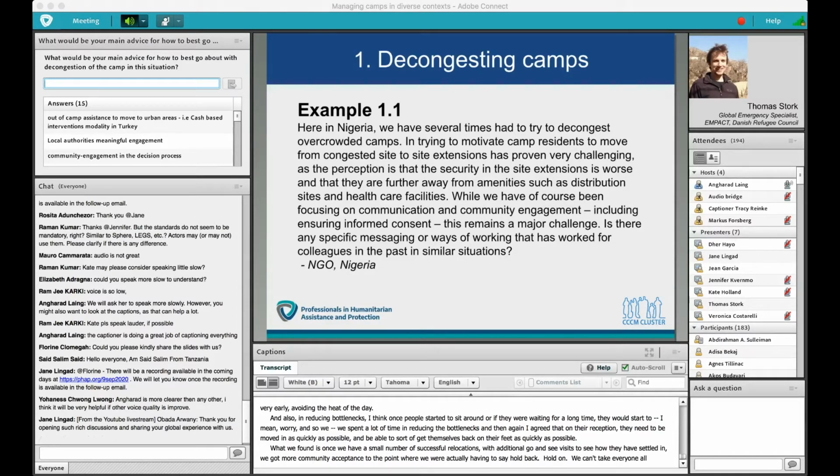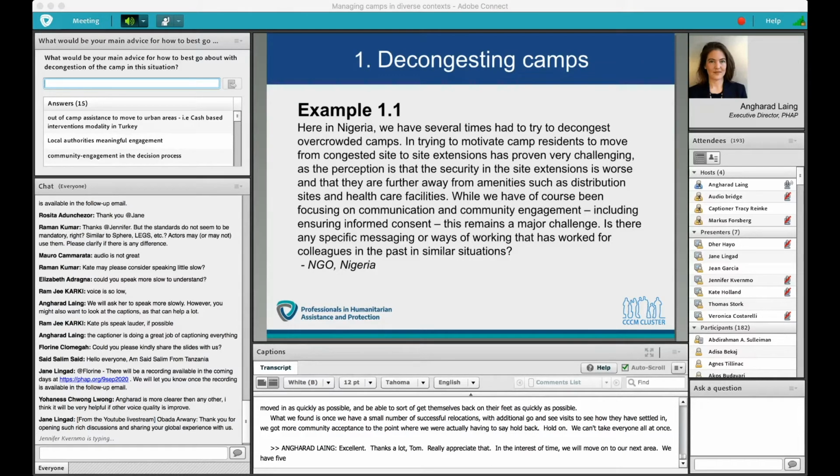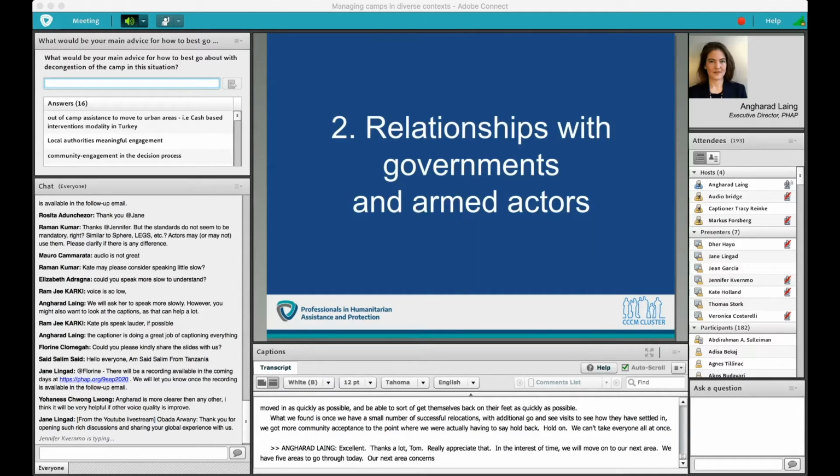Excellent. Thanks a lot, Tom. Really appreciate that. So in the interest of time, we're going to move on to our next area. We have, again, 5 areas to go through today. Our next area concerns how camp managers relate to governments and armed actors.